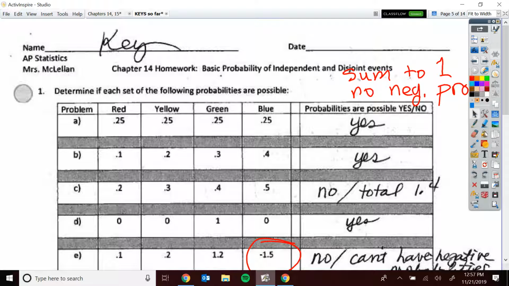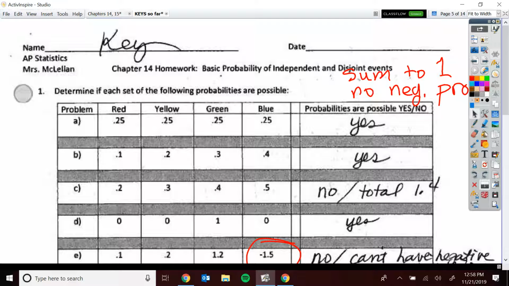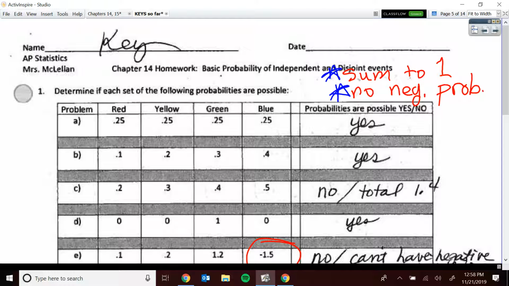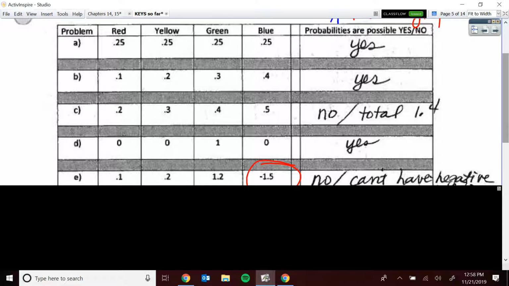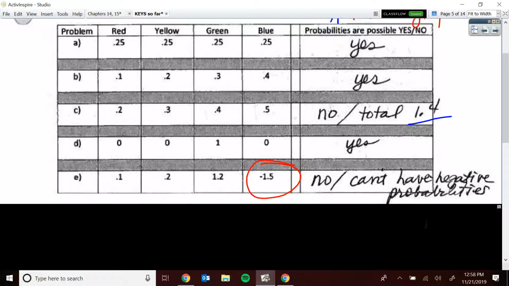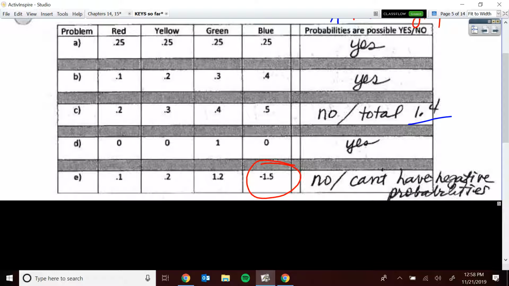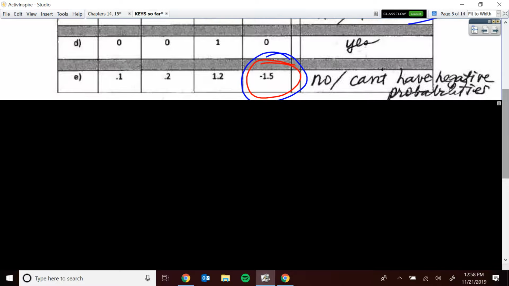So in this first section, I was pretty much trying to make the point that here are the key things. All the probabilities have to add to 1, and you don't want negative probabilities. So in part A, that was all good. They added to 1. Part B was all good. They added to 1. Part C is no good, because all of that totals to 140%. So that's not good. D was fine. E is no bueno because you can't have negative 150%. So that was not good. All right, so that's the idea. That's all it was going for there, those two facts.